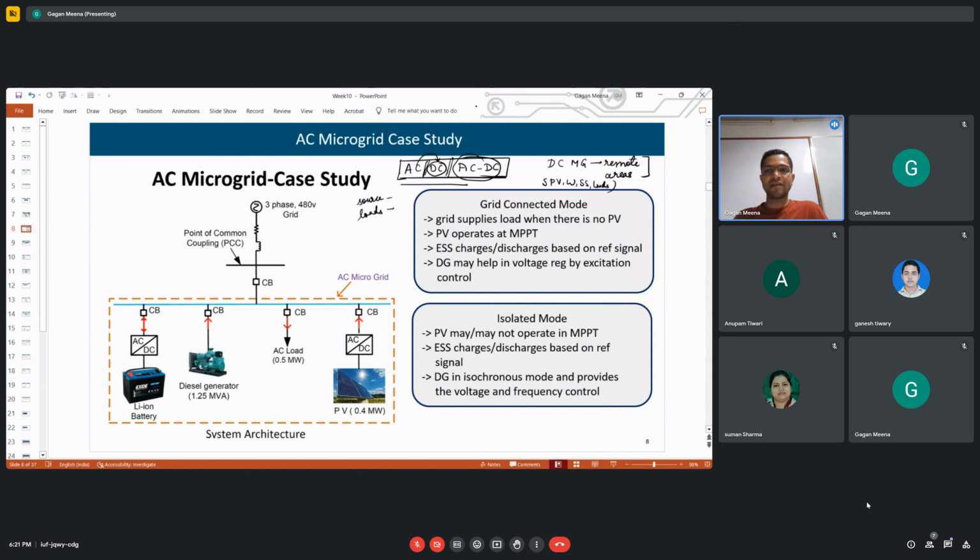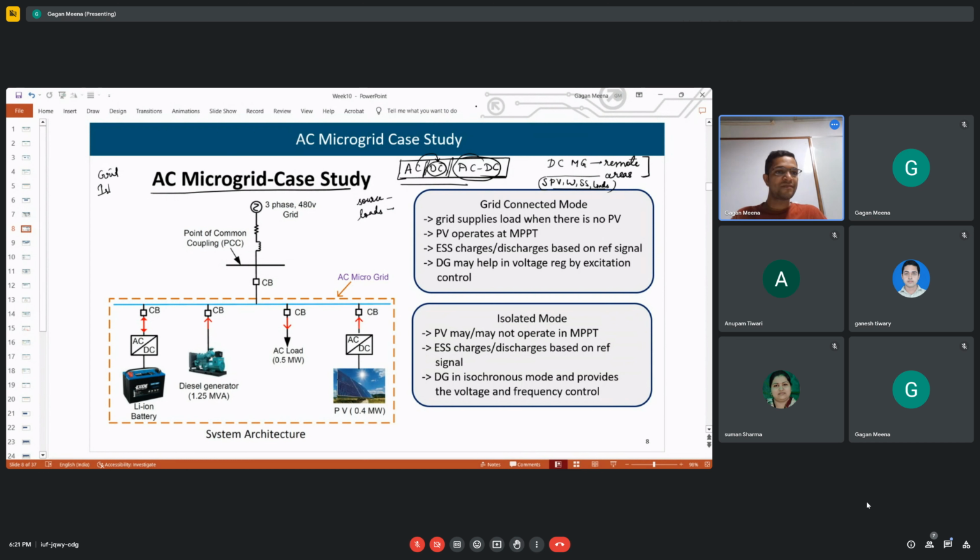So let us start with the AC microgrid. In each of these microgrids we can have three modes. One is grid connected mode, then we have islanded or isolated mode, and then we have transition mode. Here we'll be considering these two modes, grid connected and islanded or isolated. So in this case study we have one storage, one diesel generator, AC load and solar PV.